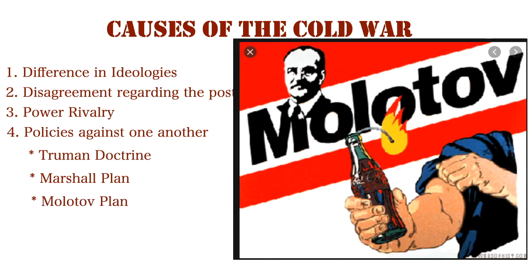Then the final one we have is the Molotov Plan. In response to the Marshall Plan, which was rejected by the Soviet Union, the Soviets came up with the Molotov Plan, which was economic aid to rebuild the countries in Eastern Europe that were allied to them. So these policies created suspicions between the two superpowers, and further intensified their tensions and rivalry.